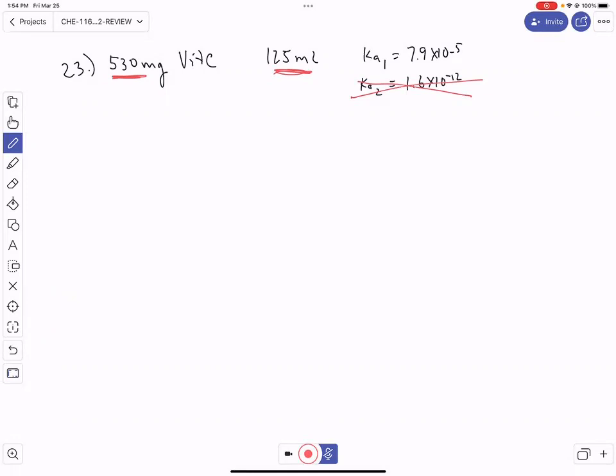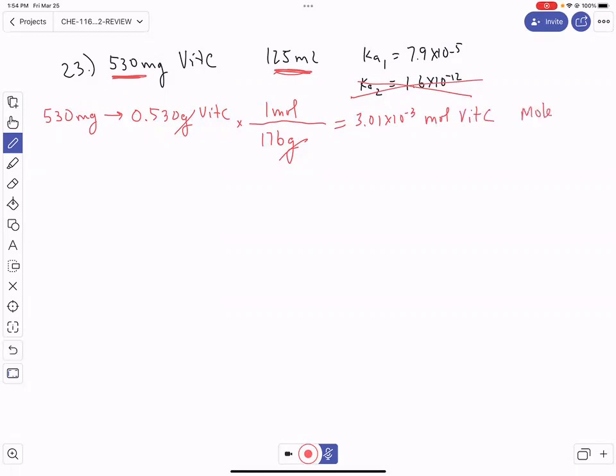To find our concentration, I can't do that with milligrams, so I have to convert that to grams. So I've got 0.53 grams of vitamin C. I need to convert that, right, to moles. So I know the molar mass of vitamin C. For every 1 mole of vitamin C, I've got 176 grams of vitamin C. So that cancels out. And I'm going to have approximately 3 times 10 to the minus 3 moles of vitamin C.